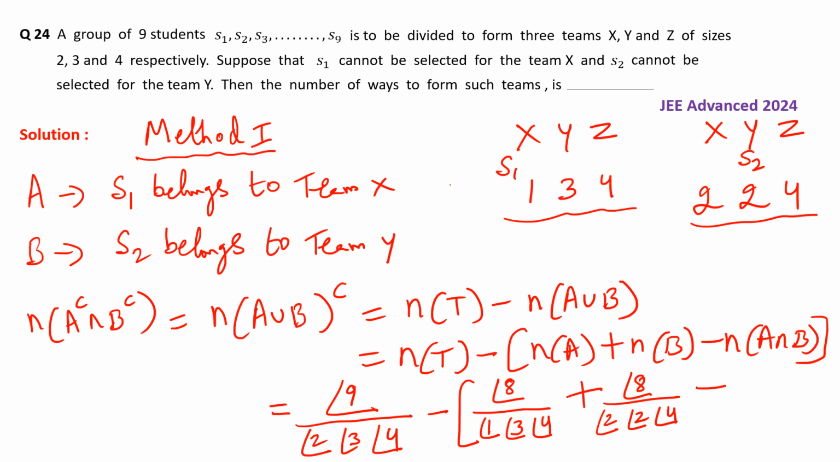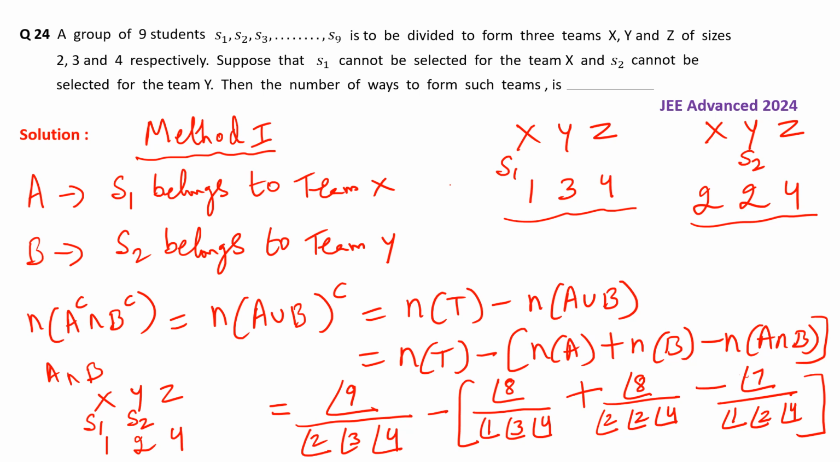A intersection B means, in this case, S1 belongs to the team X and S2 belongs to the team Y. So that means now X requires 1 more student, Y requires 2 more students, and Z requires 4 students. So this can be done in 7 factorial upon 1 factorial into 2 factorial into 4 factorial. Right? Now students, we move further and do the calculations.